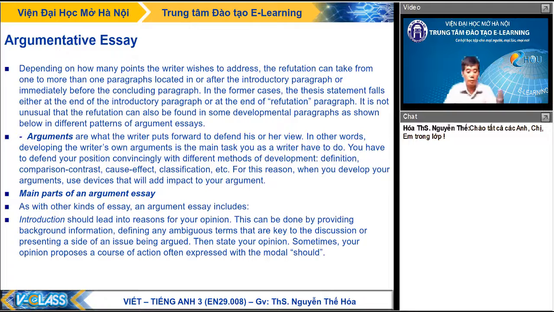So what about the main part of an argument essay? In writing an argumentative essay, you have also three parts: introduction, body, and conclusion. In the introduction, you have to state your opinion. You have to present that you belong to the side of the issue that you have chosen. And also, it is important for you to show your viewpoint, whether you are for or against.